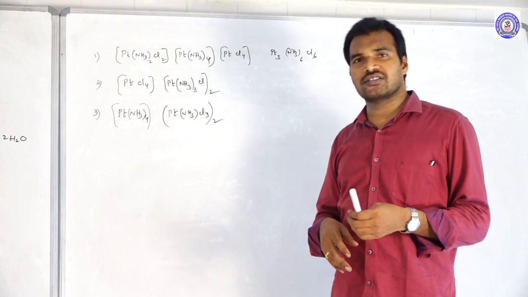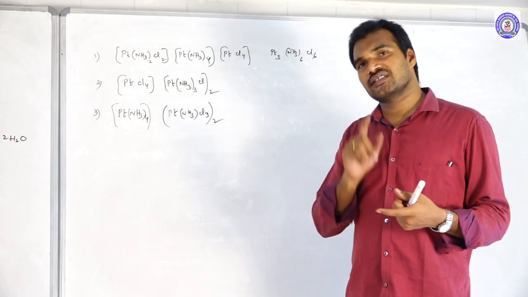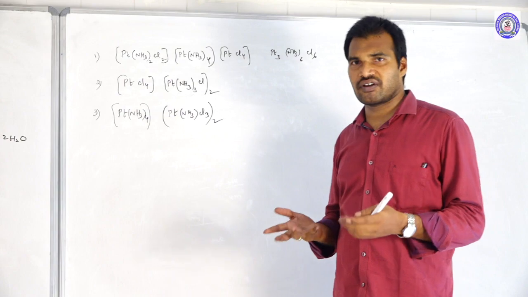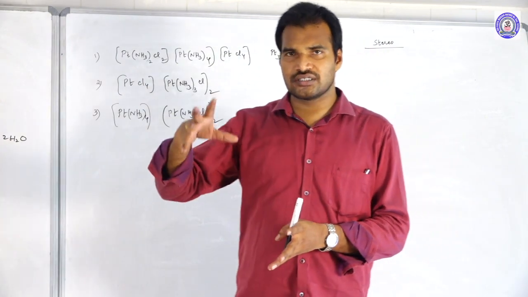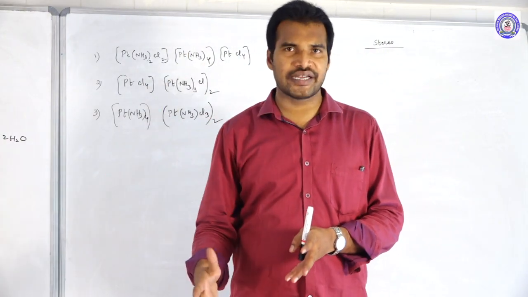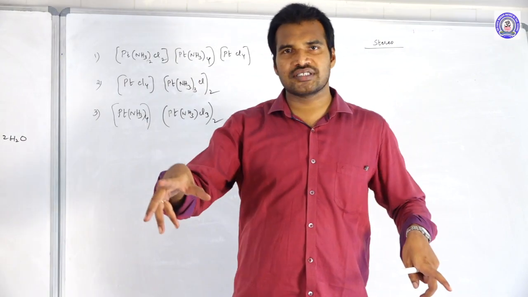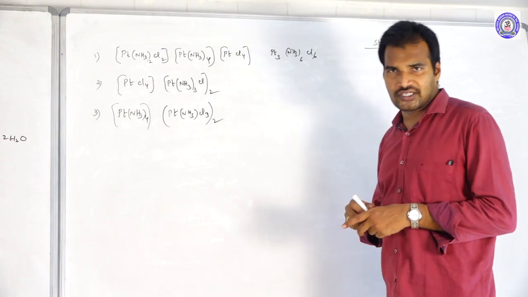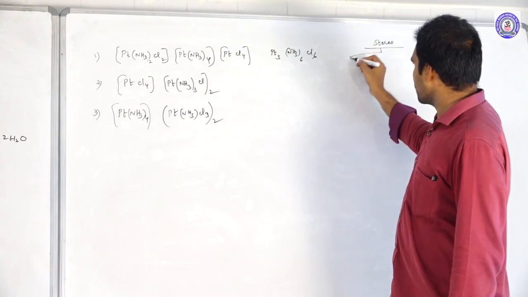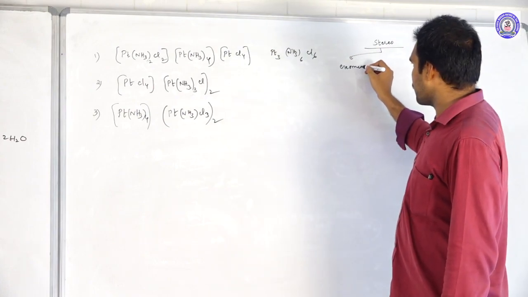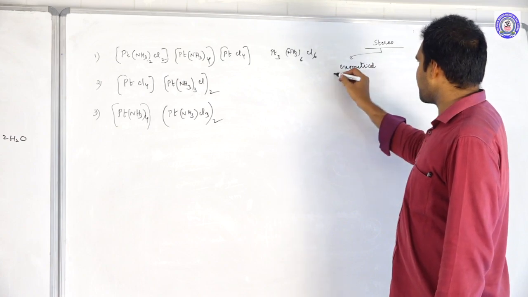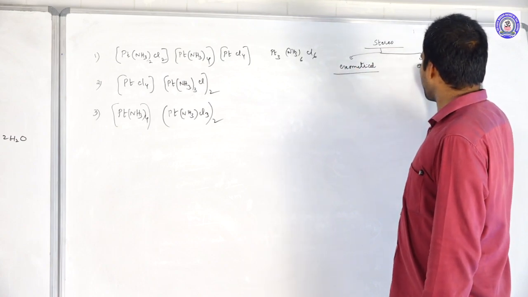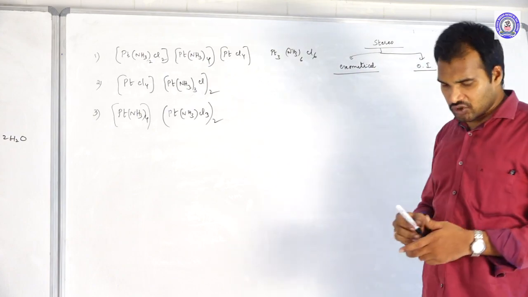In geometrical isomerism, mainly we will discuss cis-trans isomerism. Cis and trans. What are cis isomers? Cis means the same groups are on the same side. If they are on the opposite side, then that is called trans. So this is about geometrical isomerism. And the other type is optical isomerism.